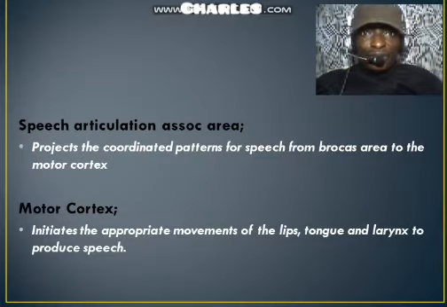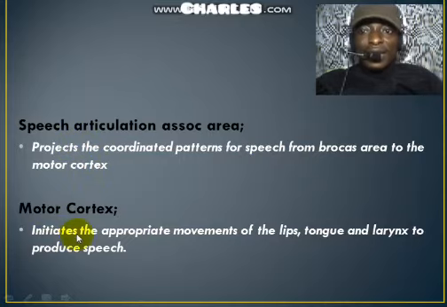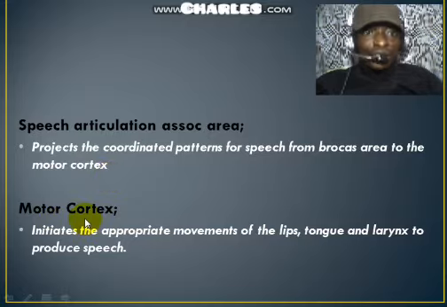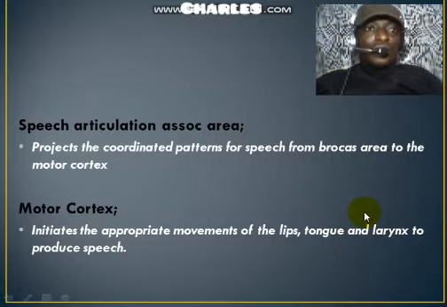The other structure involved in speech is the speech articulation association area. This area projects the coordinated patterns for speech from the Broca's area to the motor cortex. It is the motor cortex that finally initiates the appropriate movement of the lips and the tongue and the larynx to produce speech. So everything goes down to the motor cortex. It then begins to initiate. It sends motor commands to the lips, the tongue, and the larynx, causing them to produce speech. Right? That is how speech is produced.